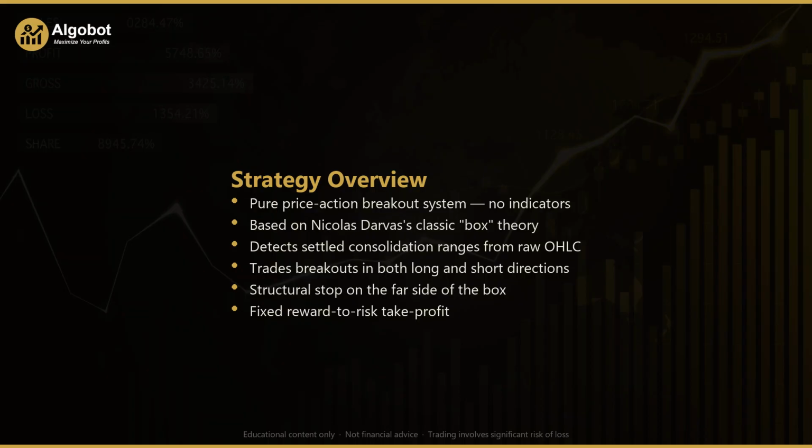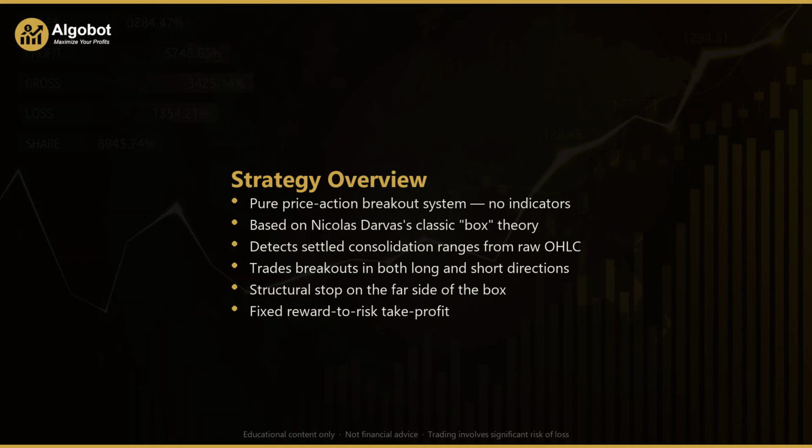What drives the entire system is structure. The strategy measures the highest high and lowest low over a recent window of bars to define the top and bottom of a box. It then checks whether that box has genuinely settled, rather than still actively trending. It uses the average bar range as a simple volatility yardstick, which lets it filter out boxes that are too tall and loose to be meaningful consolidations.